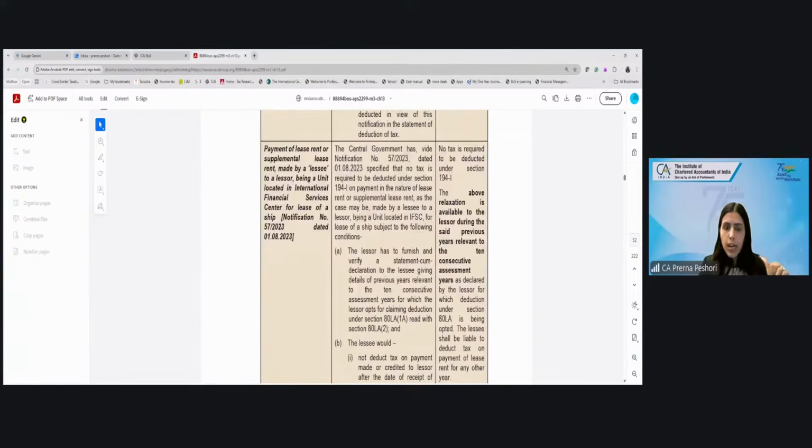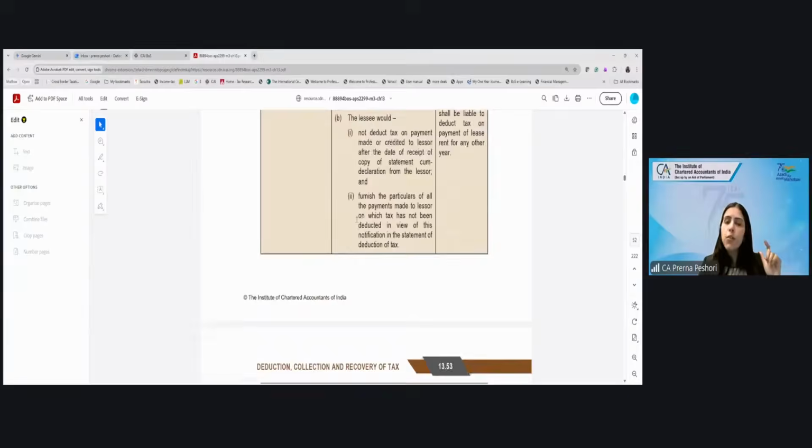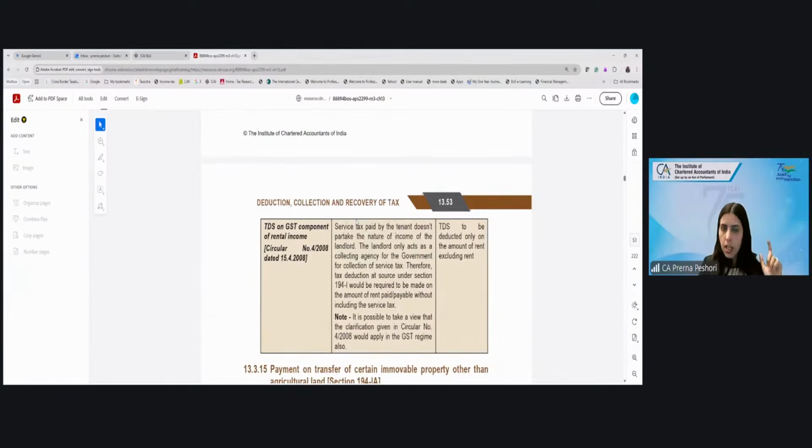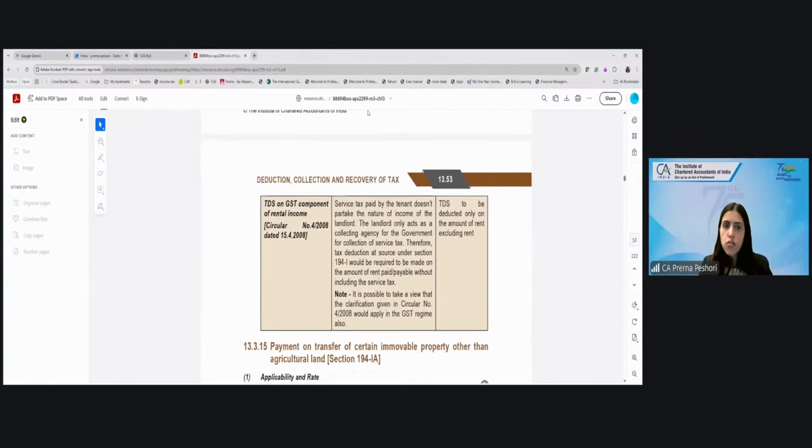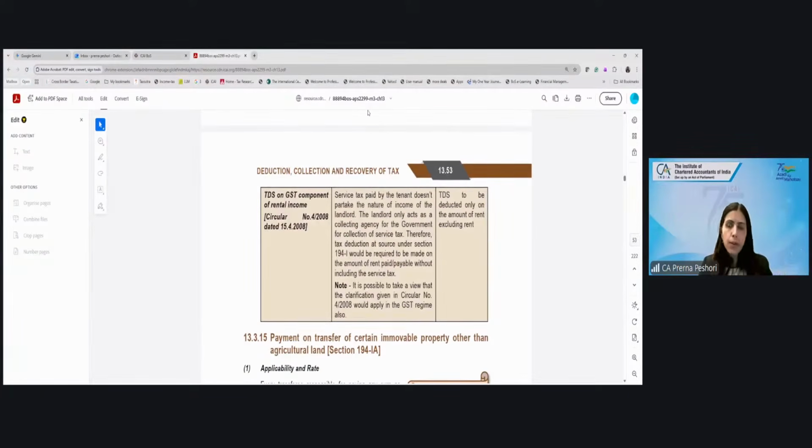Are we clear? And the same is applicable even for the lease of ship. When the GST is charged on the land, there will not be any TDS on the GST component. Okay? Any questions, any doubt? No, ma'am. Thank you. Fine.